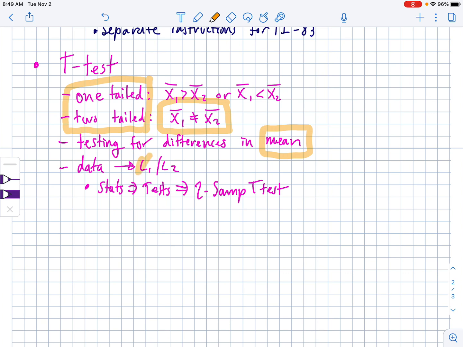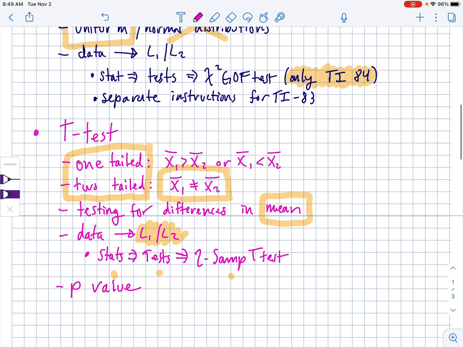The way you find it is you put all your data into L1 and L2, then you do stat, test, and then a 2-SampTTest. Once again, with that one, you're also looking for a p-value, and then measuring it against the significance level, the same way you do it with all p-values.